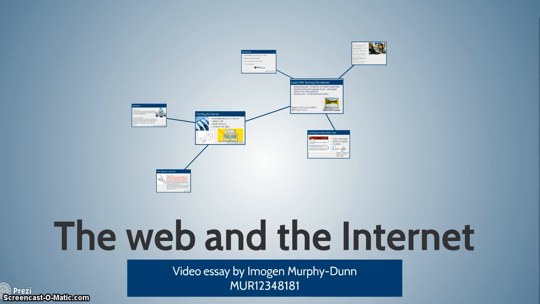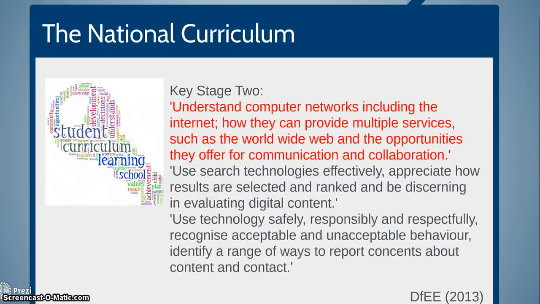For my presentation, I'll be focusing on what a primary school pupil should know about the internet and how this can be taught. The national curriculum for Key Stage 2 says children should be taught to understand computer networks, including the internet, how it can provide multiple services such as the World Wide Web and the opportunities it offers for communication and collaboration.